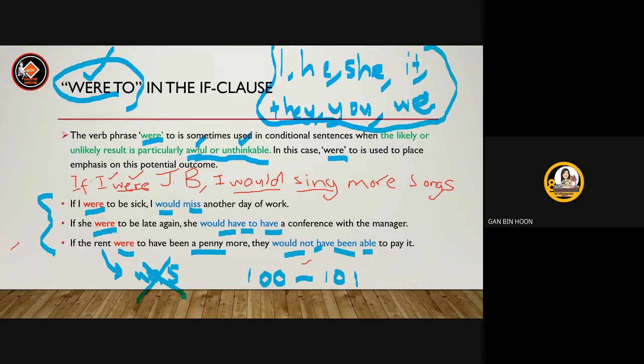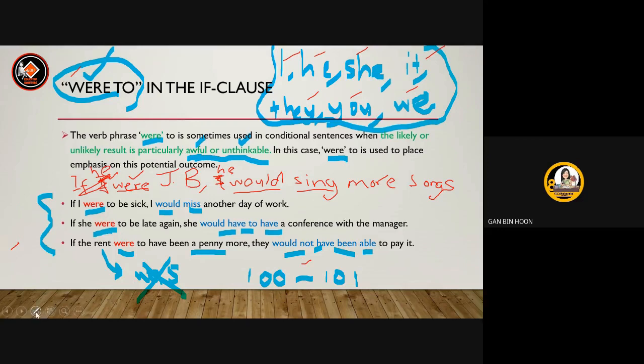Okay, for example, if he, kita ubah jadi he. If he were Justin Bieber, okay, he, change here, would sing more songs, right? So tak kisah sama ada I, he, she, it, they, you, we. So kalau tak logik dia jadi must use were. Okay, for example, let's look at another sentence.